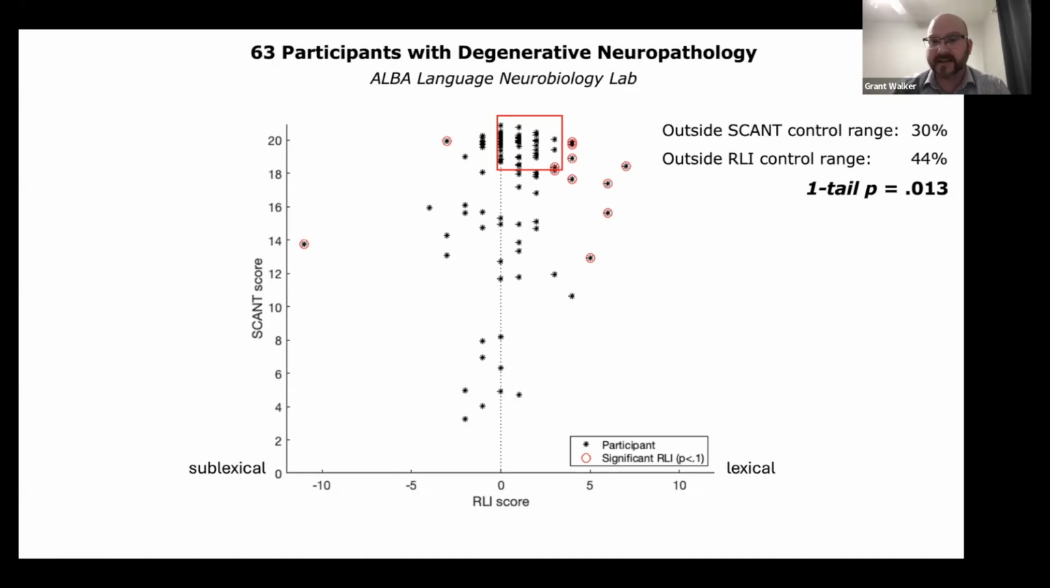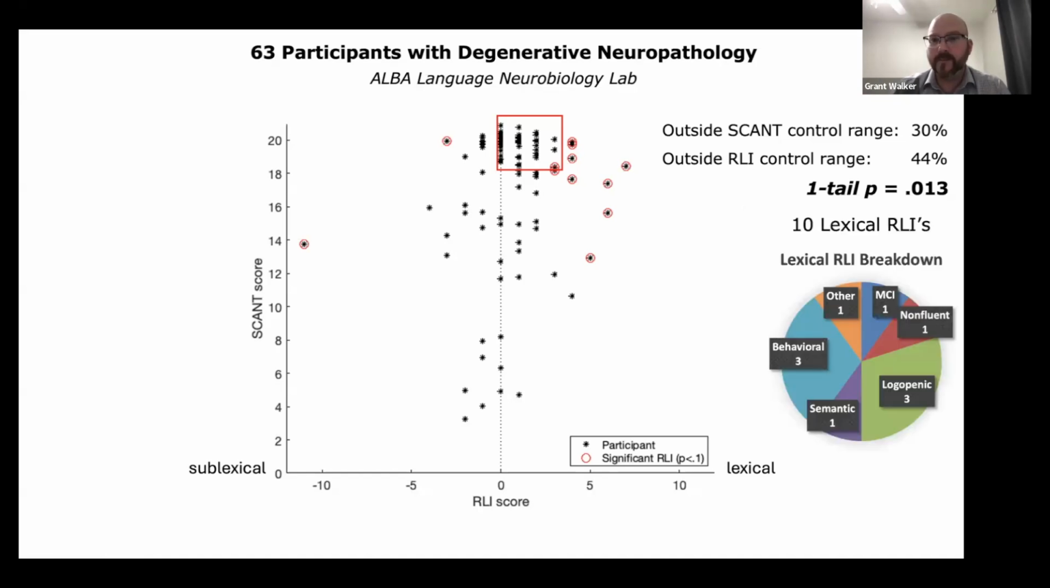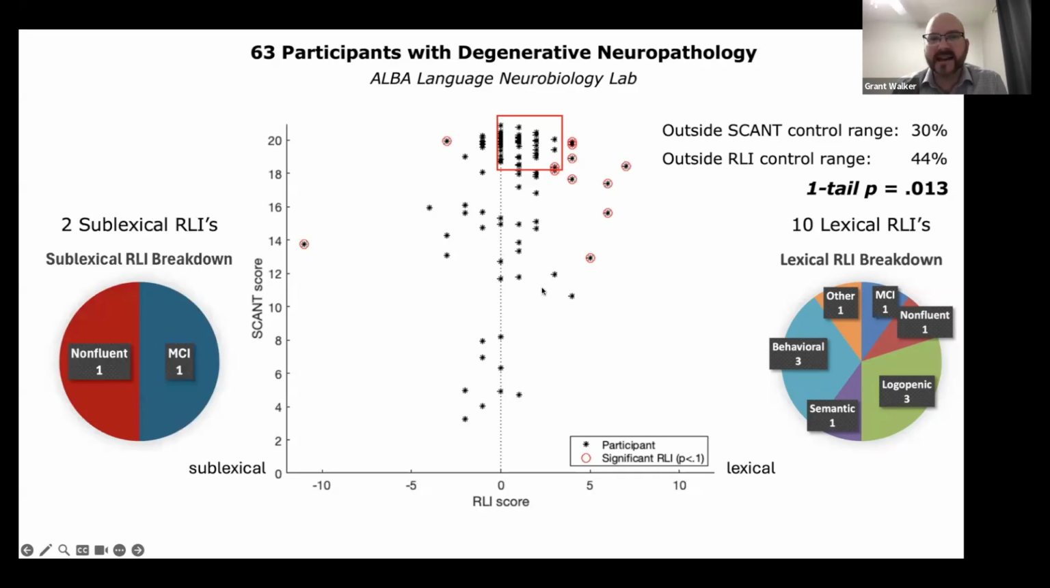And that's, again, significant. Mostly these folks are, again, falling on the lexical side of things. Here's the breakdown, kind of a wide range here, but largely logopenic and the behavioral FTD are represented there. And then we only had two of these sublexical folks, one non-fluent and one MCI.